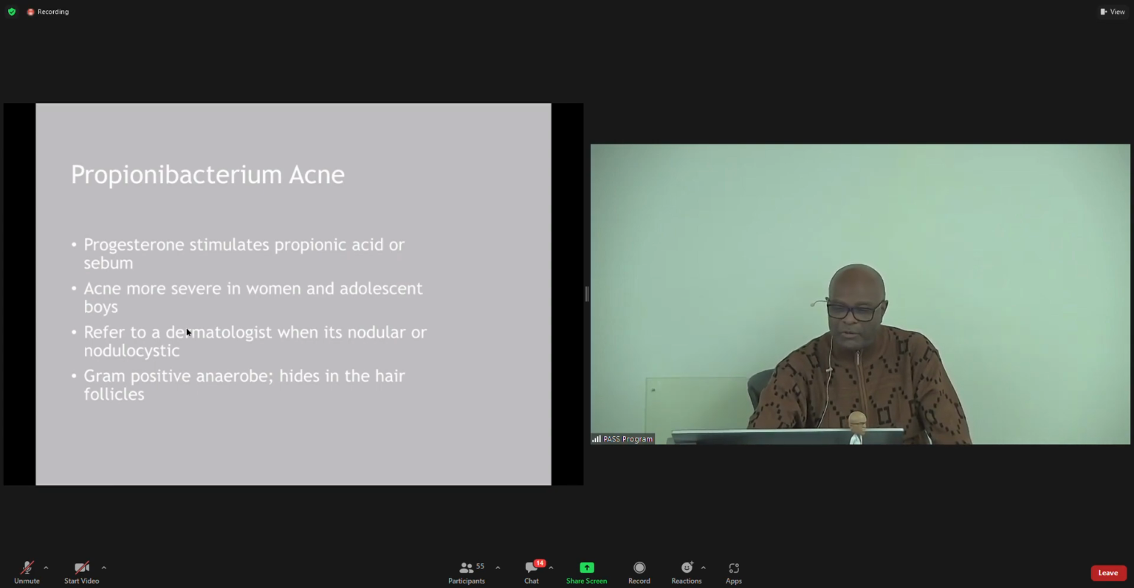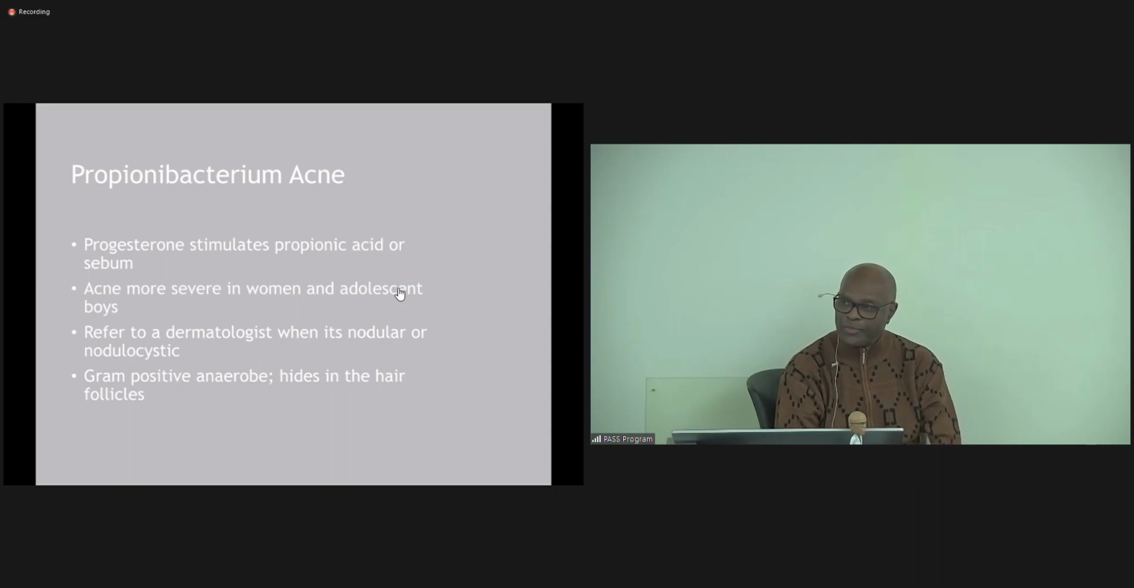All right, refer to a dermatologist when somebody has acne, when it's nodular or nodulocystic. Why? That's a boil. That means that's an abscess waiting to happen. And a lot of children have died. Well, not children, teenagers have died because they keep popping their zits. And they don't realize that's an abscess waiting to happen. And all you did was introduce a little Staph aureus in there with your finger, and boom, dead.